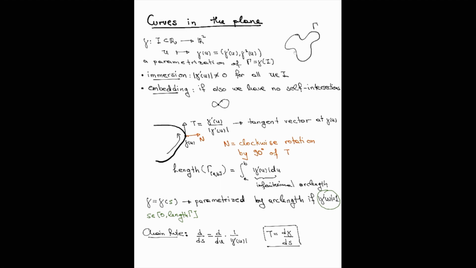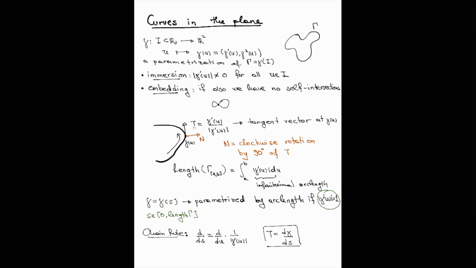And we're going to call this parameterization an immersion as long as the derivative has length always positive. We would also call the immersion an embedding if we have no self-intersections. So something like a figure 8 has a self-intersection, so this is not an embedding. And from now on, we're going to assume that our curves are immersed, and embedded in particular.